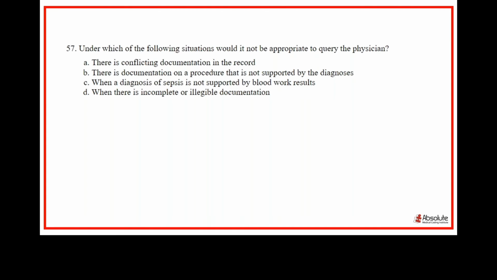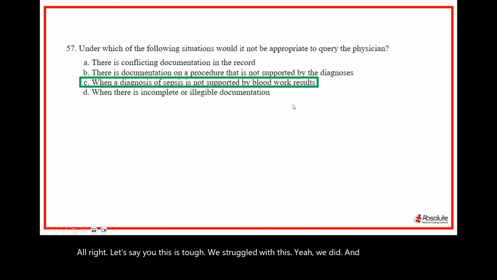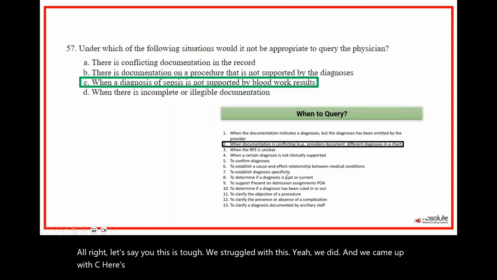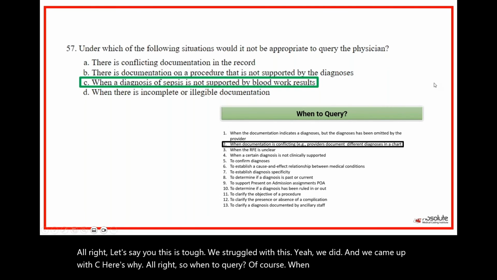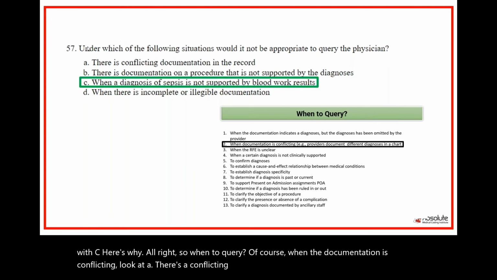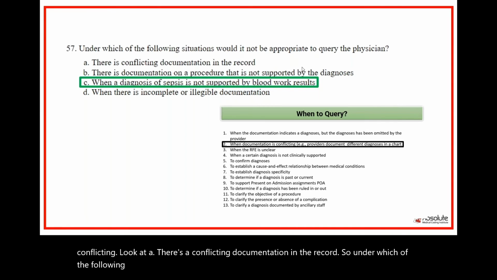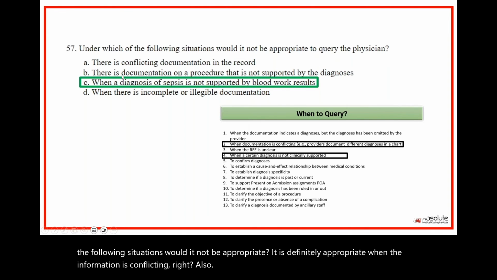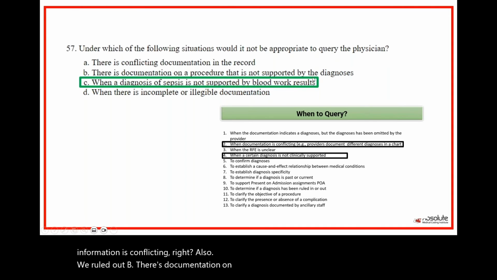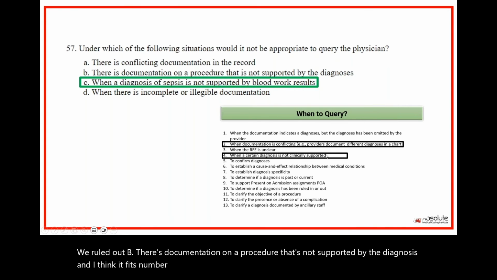All right, what say you? This is tough. We struggled with this. Yeah, we did. And we came up with C. Here's why. So, when to query? Of course, when the documentation is conflicting. Look at A, there's conflicting documentation in the record. So, under which of the following situations would it not be appropriate? It is definitely appropriate when the information is conflicting, right? Also, we ruled out B. There's documentation on a procedure that's not supported by the diagnoses, and I think it fits number 4, when a certain diagnosis is not clinically supported, right?